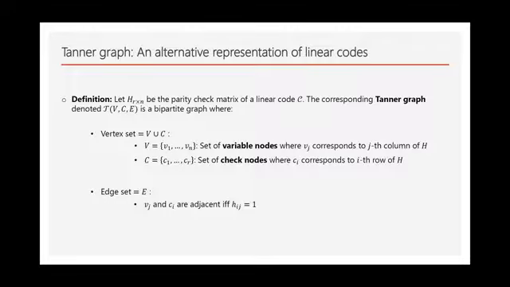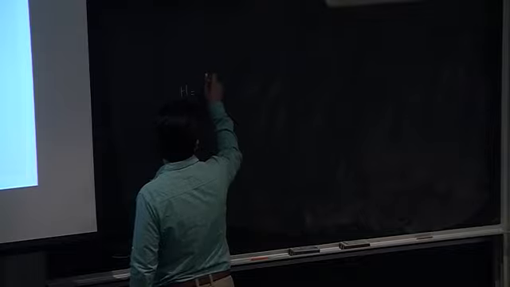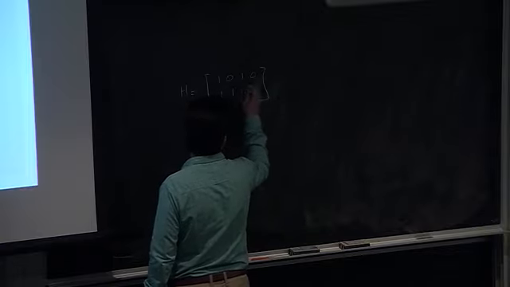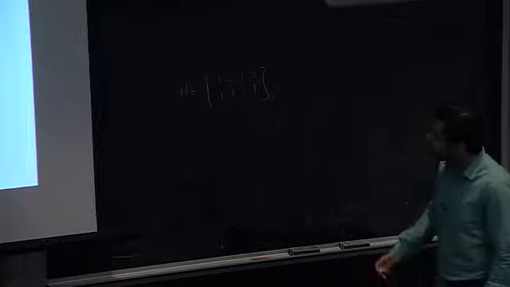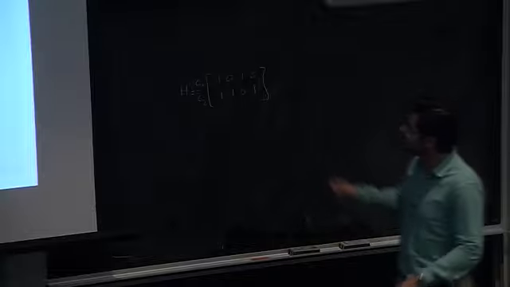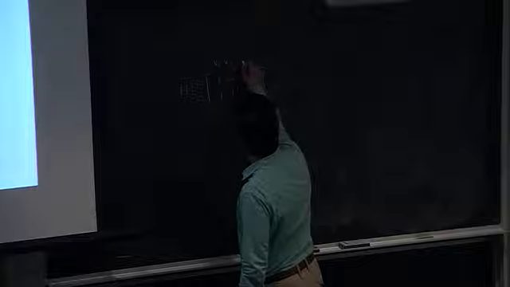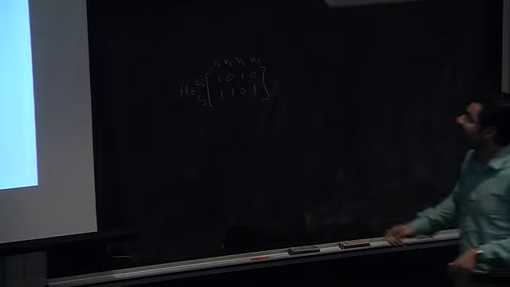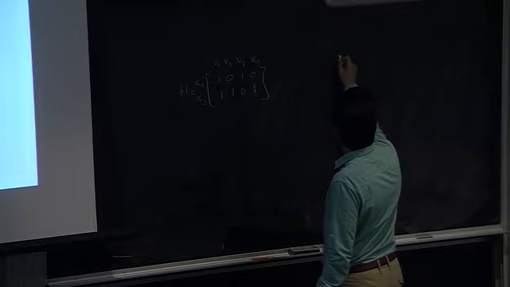The first one is the Tanner graph, which is a graphical representation of a linear code. Let me explain it here, I guess it will be more clear. Suppose that we have some parity check matrix that looks like this. Then corresponding to each row, we have a check node, and corresponding to each column, we have a vertex, which is called a variable node.